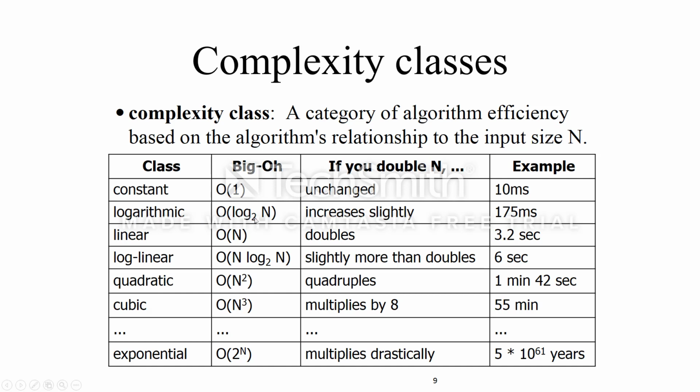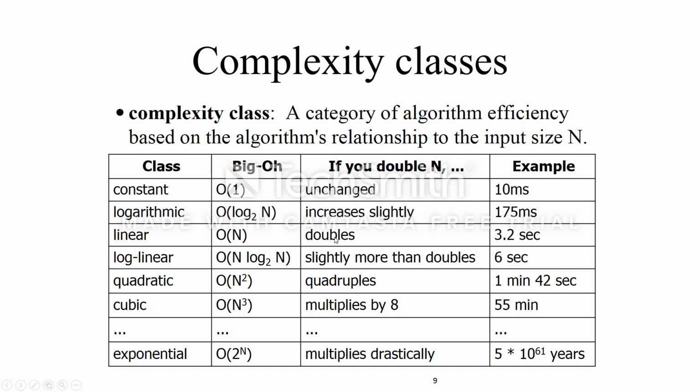Logarithmic is log base 2 of n. This is, for example, what binary search is. This is also really good, even though as n gets bigger, it increases slightly. And so we'll look at a graph to see this. So this is a class of logarithmic ones.